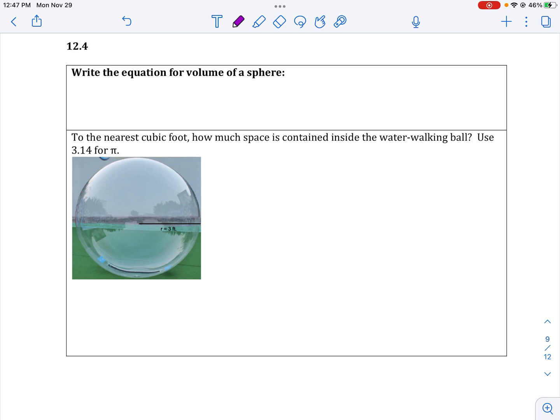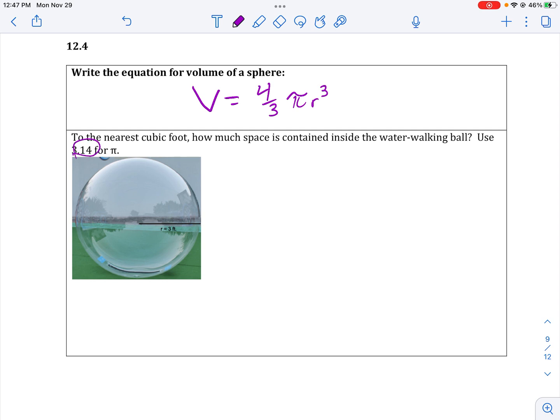So let's start by writing the volume of a sphere formula. The volume of a sphere is 4/3 pi times radius cubed, or radius to the third power. So there is only one number that we need to know, and that is the radius. So to the nearest cubic foot, we're going to round to the nearest foot, we want to know the size of this water walking ball, and we're going to use 3.14 for pi.